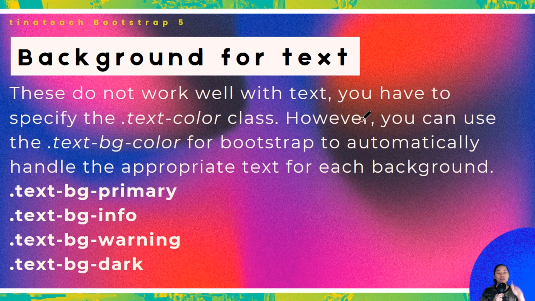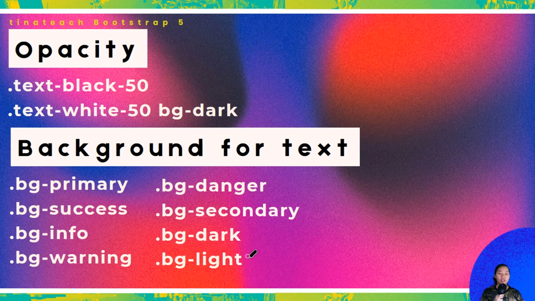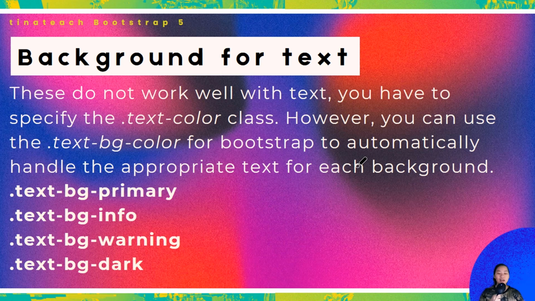However, you can do this format, the syntax right here, text-bg-color, or text-bg success, info, warning, light, dark. The color is just a placeholder for these things in the back. And if you go for that syntax, Bootstrap will automatically handle the appropriate text color for each background that you put into it, right? So text-bg-primary, text-bg-info is bluish. So Bootstrap will figure out whether it'll use the black or white color for the text.